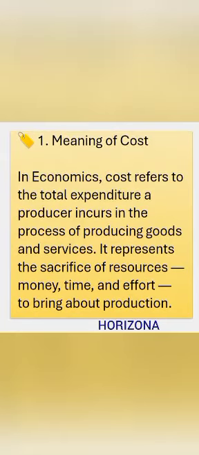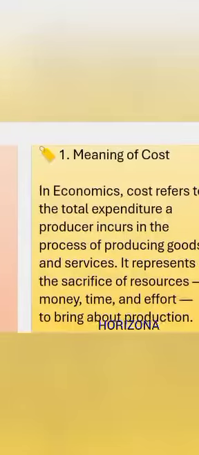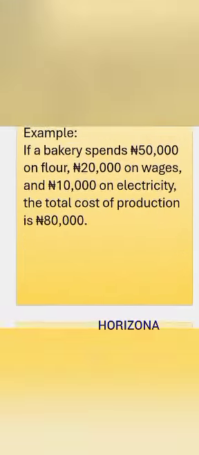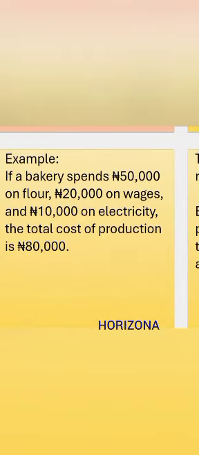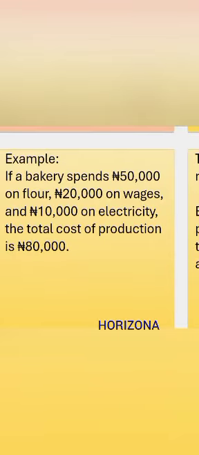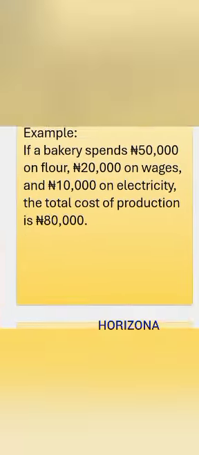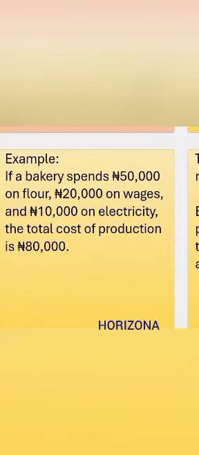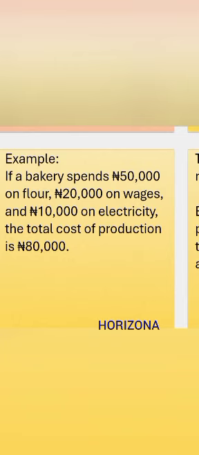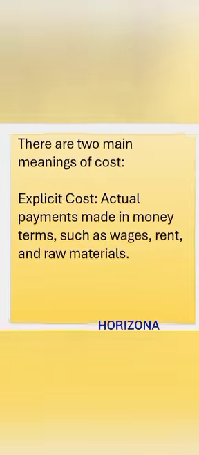it represents the sacrifice of resources in the form of money, time, and effort to bring about production. For example, if a bakery spends 50,000 naira on flour, 20,000 naira on wages, and 10,000 naira on electricity, the total cost of production then is 80,000 naira.